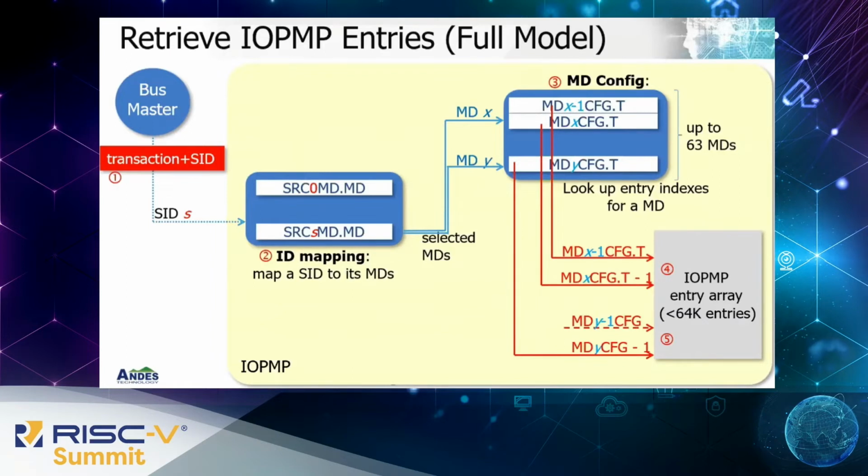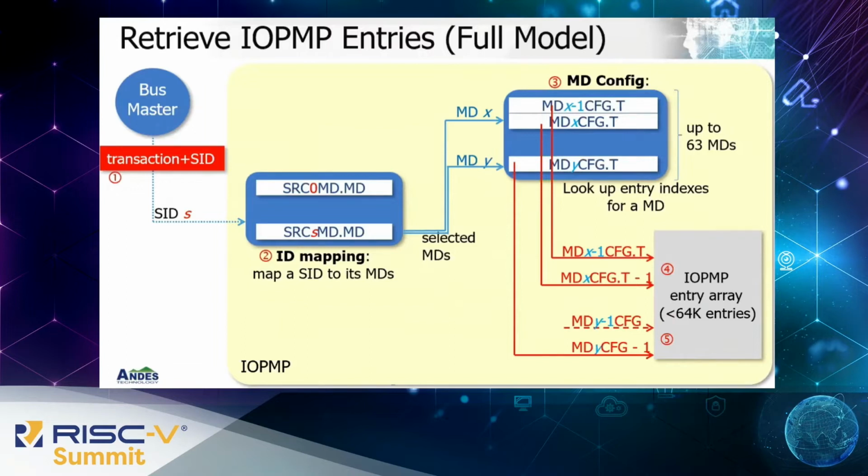These figures demonstrate the full model is a superset of IOPMP components. When a transaction is issued from a bus master, it carries a source ID. The ID indicates who issued the transaction. By the ID mapping table, the IOPMP looks up the memory domain by the source ID when the transaction arrives. Since the table is encoded in the bitmap scheme, one source ID can associate with multiple memory domains.